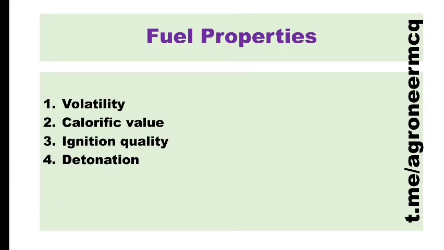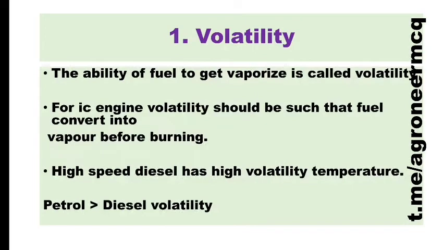So guys, here we will see 4 fuel properties. First one is volatility, second one is calorific value, third one is ignition quality, and fourth one is detonation. So for an ideal fuel, how the properties should range and how they affect the efficiency of the fuel, we will discuss here. First one is volatility. So guys, it is the ability of any liquid to convert into vapor.